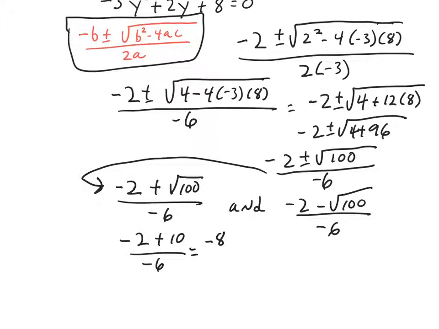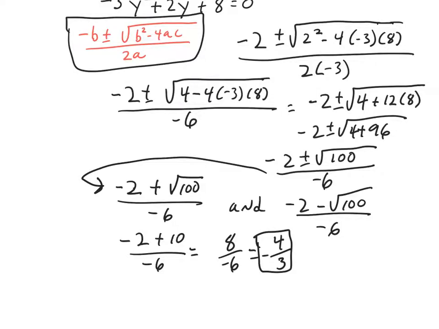It's not negative 8, it's going to be positive 8, so let's fix that. So we'll get positive 8 over negative 6. And when we simplify that, let's see, 2 goes into 8 4 times. 2 goes into negative 6, negative 3 times. So we're going to get negative 4 over 3 for our first solution.